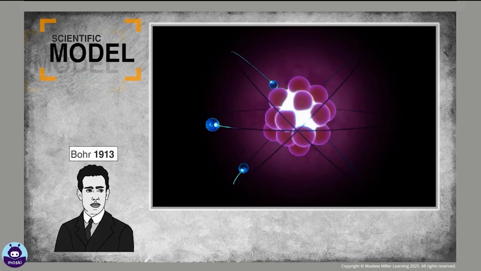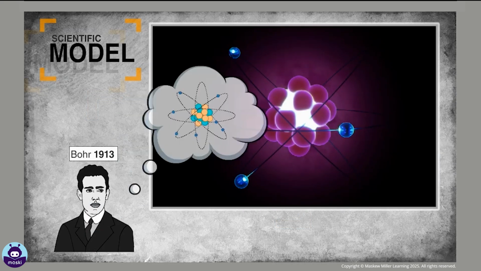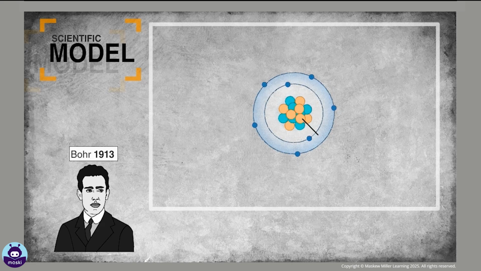Recall Niels Bohr's model of an atom that consists of a positively charged nucleus made of protons and neutrons and negatively charged electrons. The electrons orbit the nucleus in different shells or energy levels. The electrons in the inner shells are called core electrons, and the electrons in the outer shells are called valence electrons. This model helps us understand chemical bonding in this chapter.